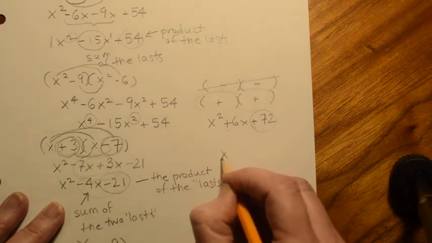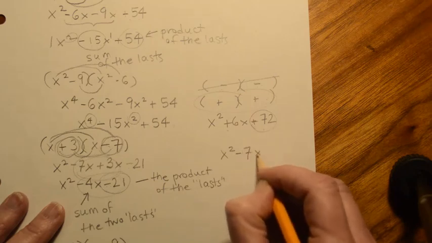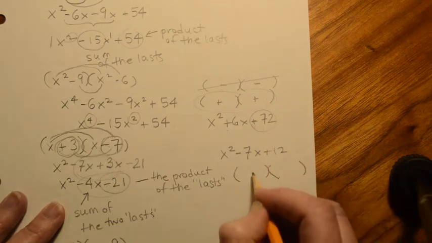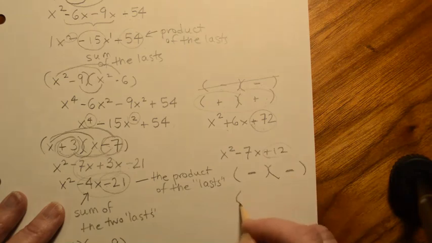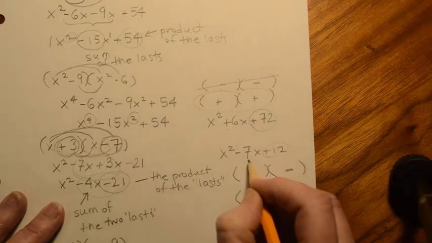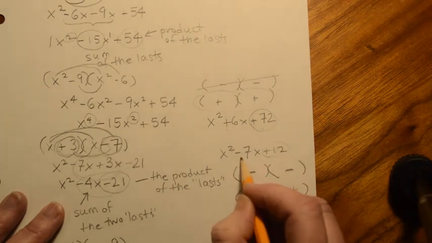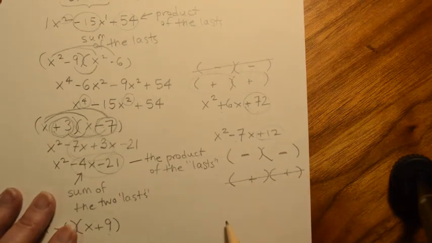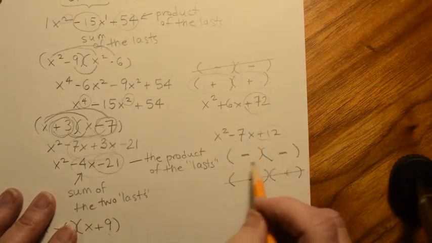Or if I gave you something like x squared minus 7x plus 12, again, I would say, well, if this factors, positive 12 means it's got to be either negative times negative or positive times positive. But then I look at this and I say, well, I could add two negatives together to get a negative, but I can't add two positives together to get a negative, so it would have to be that. So we're going to start deducing things about what these factorizations must look like.